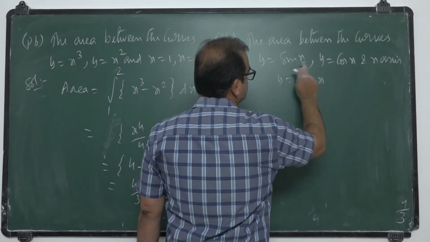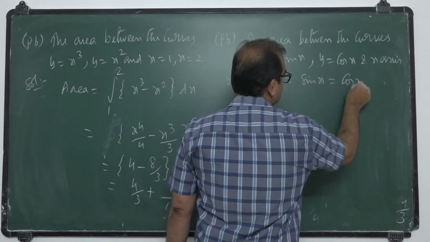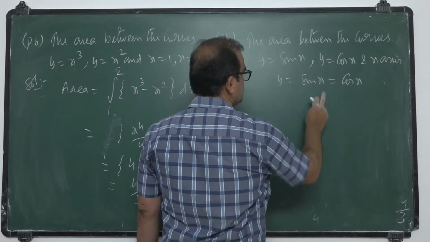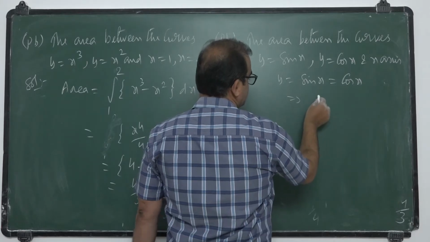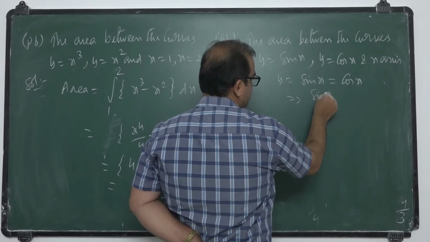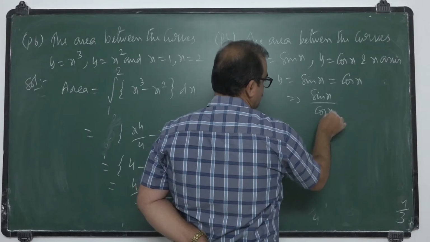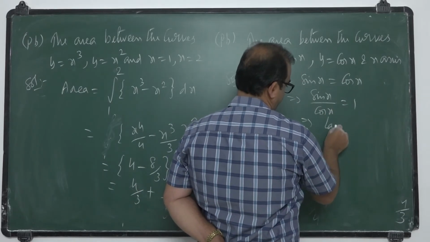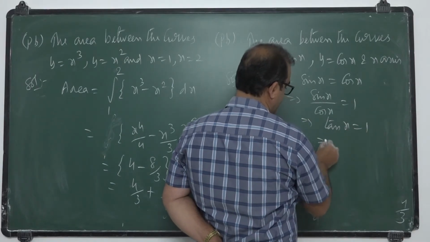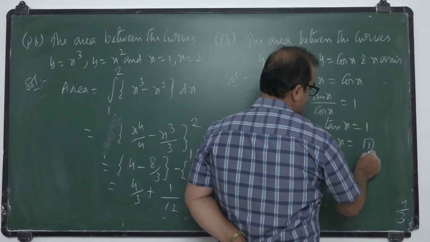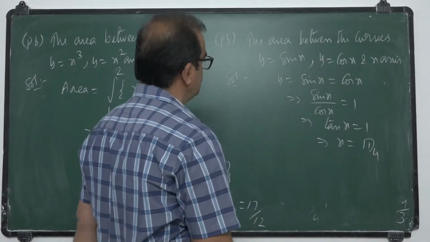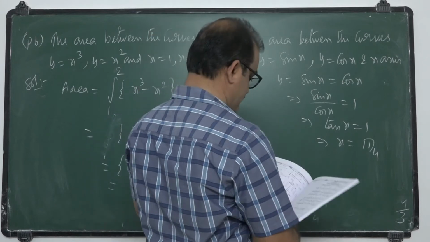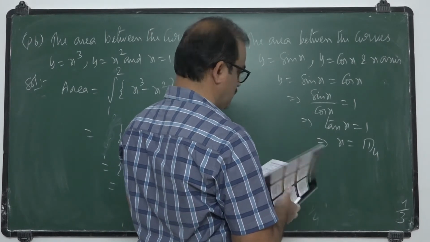Here equating these two, both are equal to y, so equating sin x and cos x. Sin x is equal to cos x, that means sin x by cos x is equal to 1, or tan x is equal to 1. Then what is the x value? x is equal to pi by 4. So these two curves intersect at pi by 4. Okay, now draw the graph.